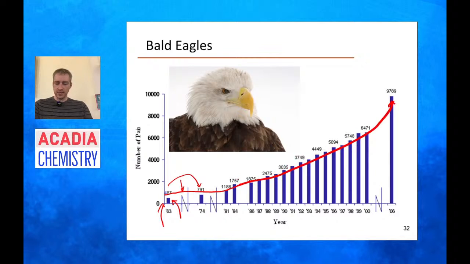By 2006, the numbers were up to around 10,000. And at that point, they stopped doing the counts because they figured we're not down at the danger levels anymore. The species has rebounded. And in fact, it's believed that the valley here in Nova Scotia has played a very important role in incubating populations of bald eagles, which allowed them to rebound.